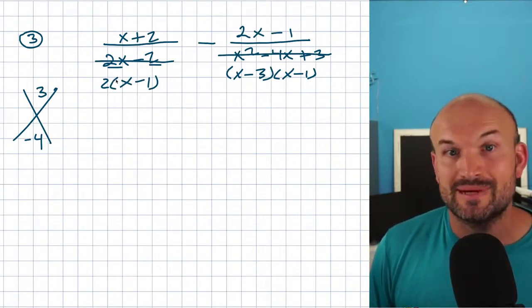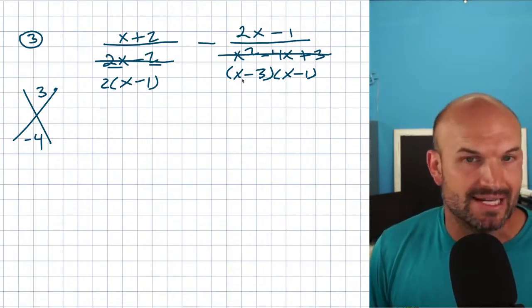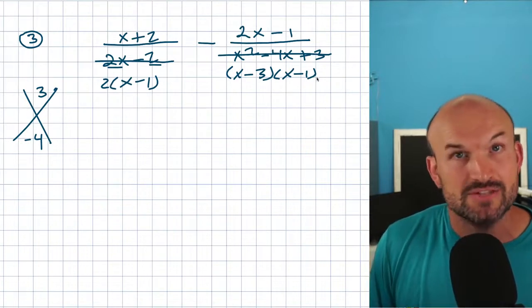However, there is a little bit more that we need to do, because on this left-hand side, we have a 2 and an x minus 1. And here on the right-hand side, we have an x minus 3 times an x minus 1. So on the left-hand side, we have a 2, but on this one we do not have a 2.